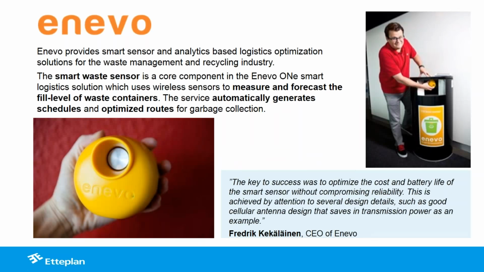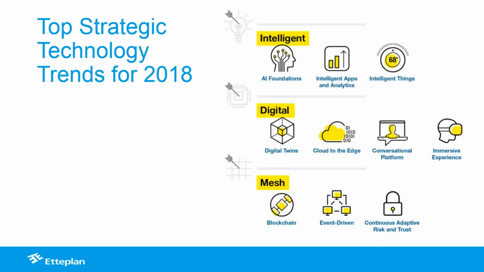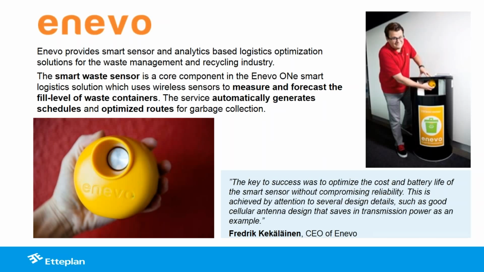A nice example of that is one of our customers, Enevo. They asked us to help them create and design a smart sensor that is a core component that uses wireless sensors to measure and forecast the fill level of waste containers, so garbage cans. That service automatically generates schedules and optimizes the routes for garbage collection. So these are done in Finland. A really nice example of how you can use IoT to optimize, in this case, the routes for garbage collection, which can save a lot of time and cost, of course.